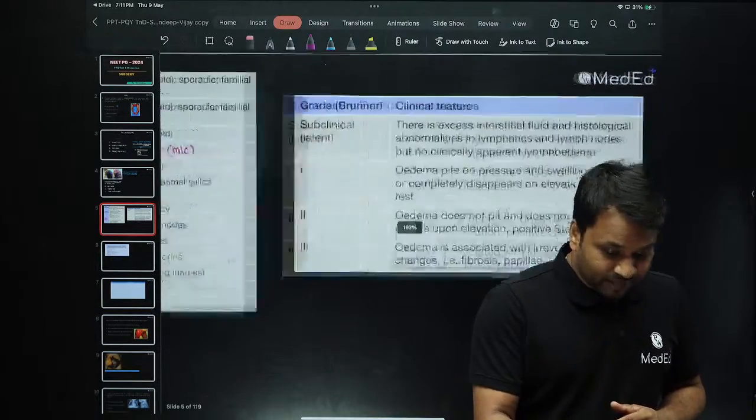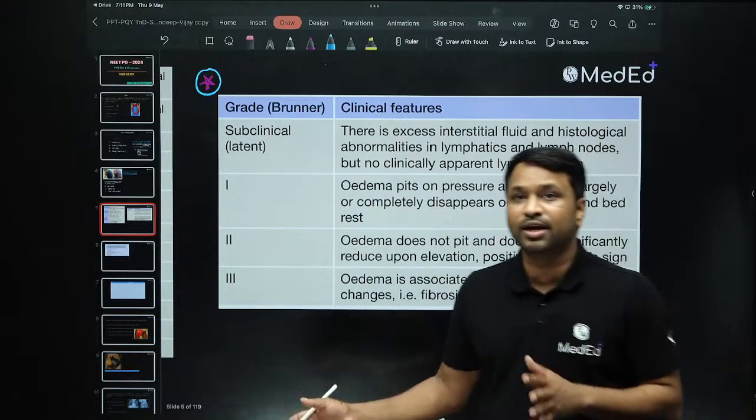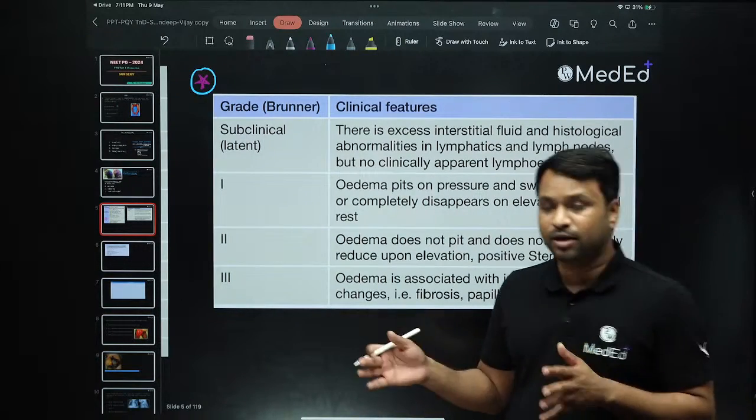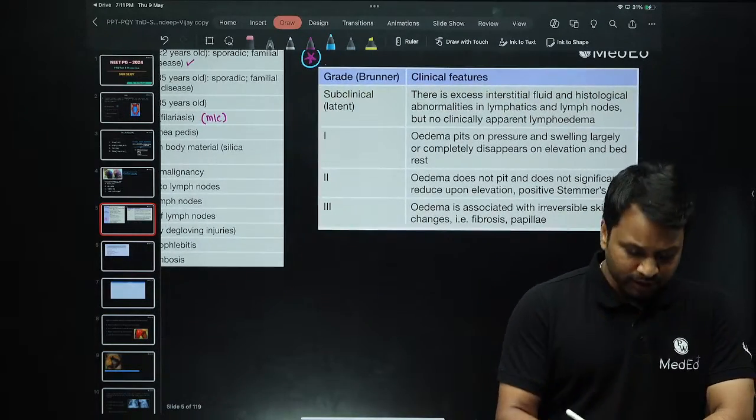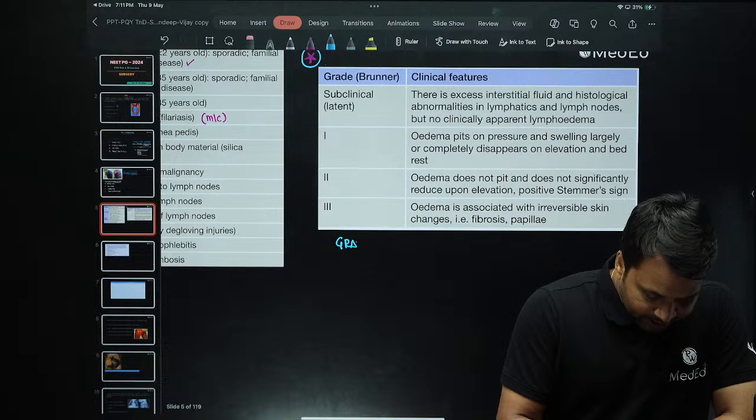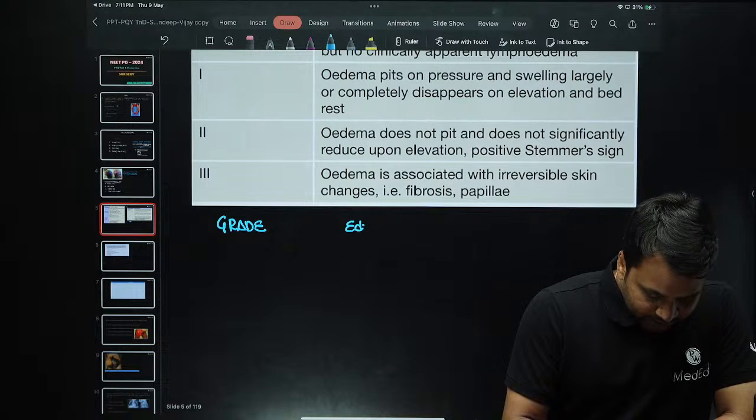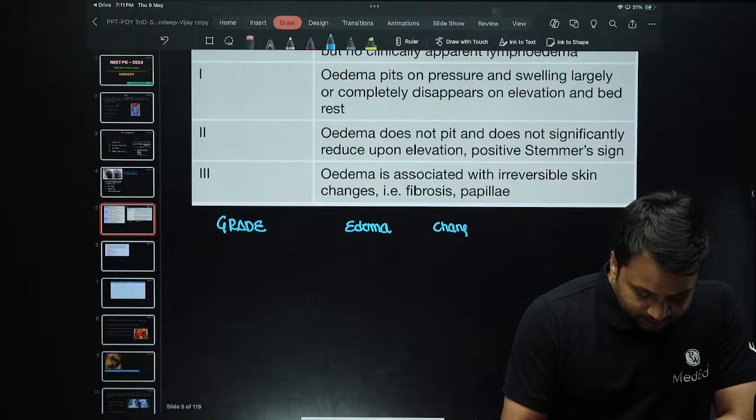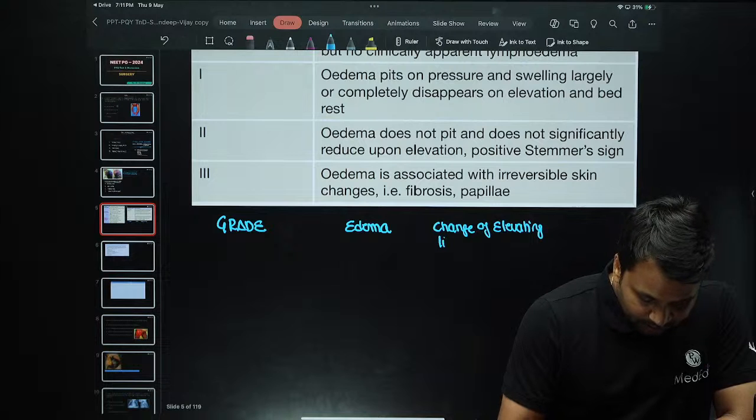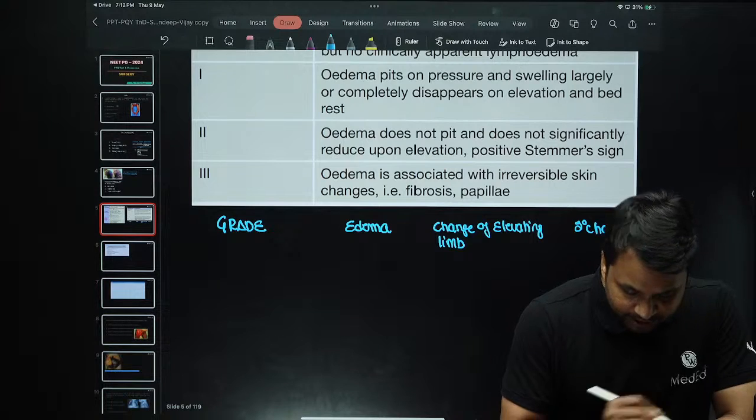Now, the grades of lymphedema is also an important exam question. Remember, the grades are given by Brunner's classification. I have given you the Brunner's. They are subclinical or latent, and we call them grade 1, grade 2 and grade 3. I have given you the whole component, but if you want to really simplify this, the grades depend upon the status of the edema, the change on elevating the limb, and whether there are any secondary changes to the limb.